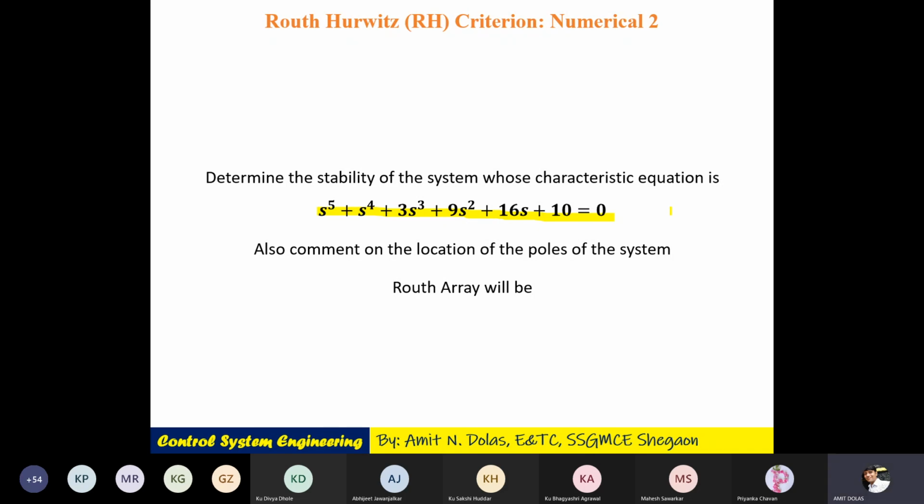It is S to the power 5 plus S to the power 4 plus 3S cube plus 9S square plus 16S plus 10 equals 0.